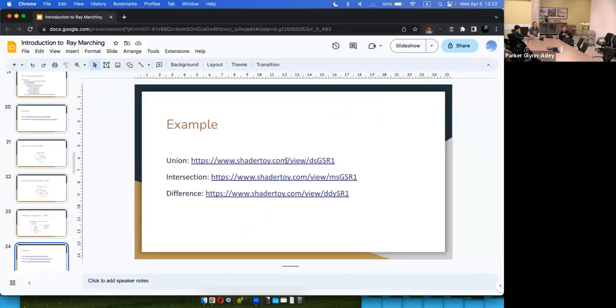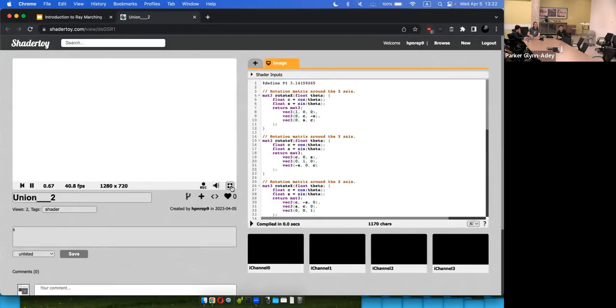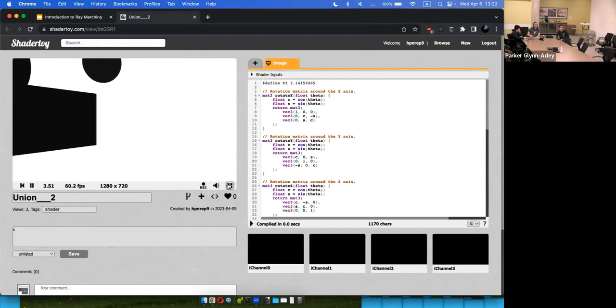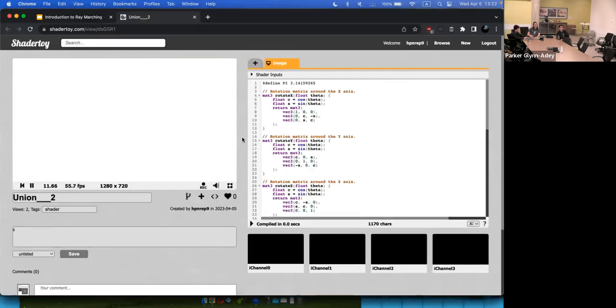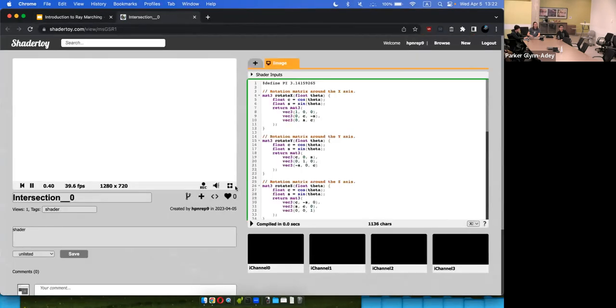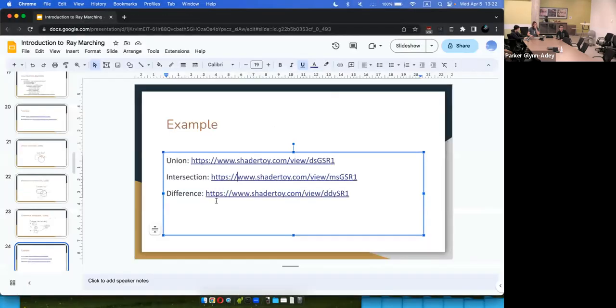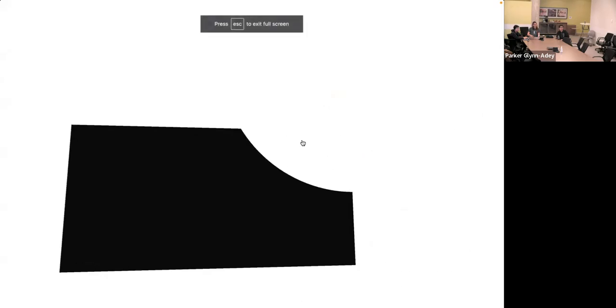Let's look at what these look like. For the union, I added three shapes here, so you would have something like this. For the intersection, we have the intersection of a rectangle and a sphere. And for the difference, you can see that you take a chunk out of the rectangle with a sphere.